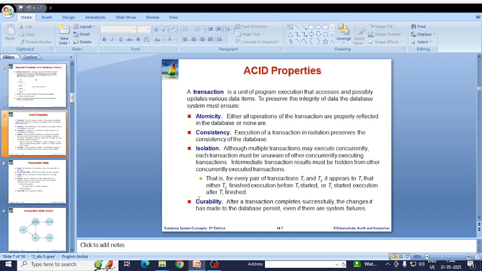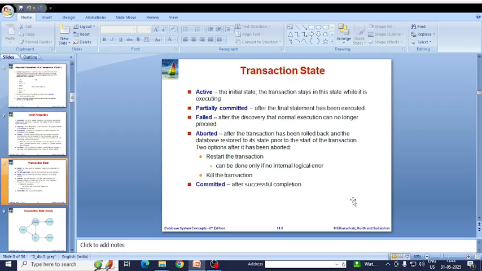The last property is durability. After a transaction completes successfully, the changes it has made to the database persist even if there are system failures.